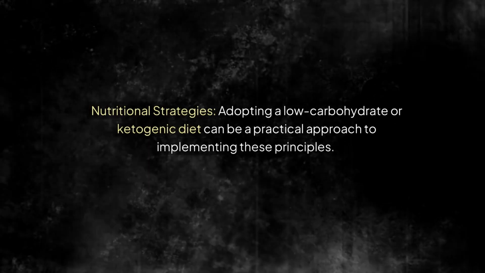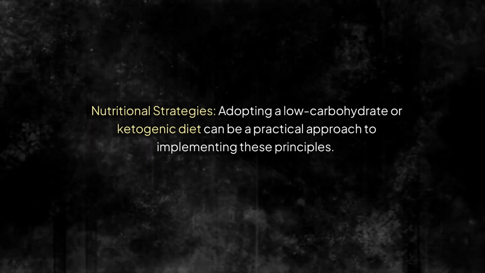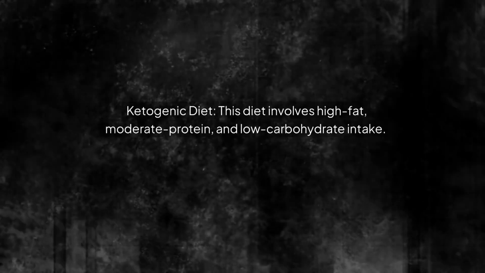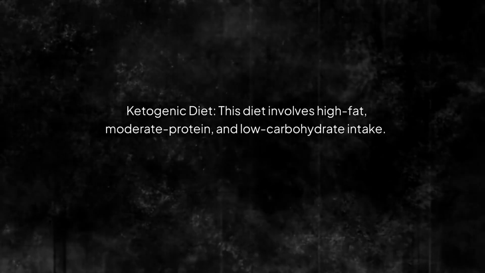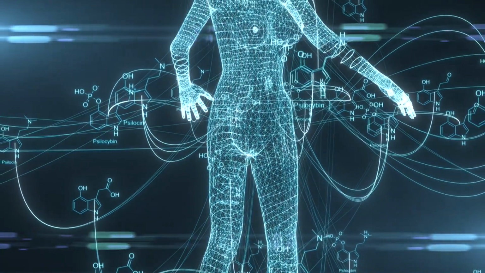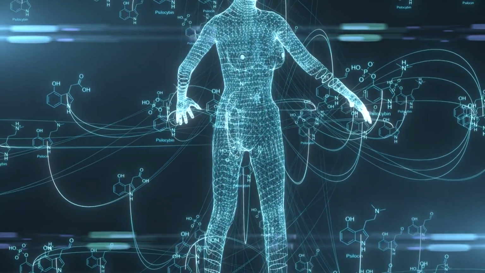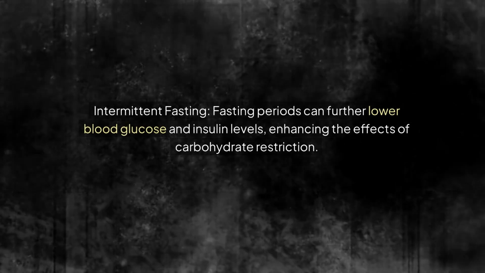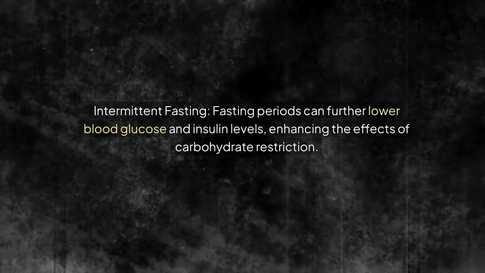Nutritional strategies. Adopting a low-carbohydrate or ketogenic diet can be a practical approach to implementing these principles. Here are some key points to consider. 1. Ketogenic diet. This diet involves high-fat, moderate protein, and low-carbohydrate intake. It forces the body into ketosis, depriving cancer cells of glucose and relying on ketones for energy. 2. Intermittent fasting. Fasting periods can further lower blood glucose and insulin levels, enhancing the effects of carbohydrate restriction.